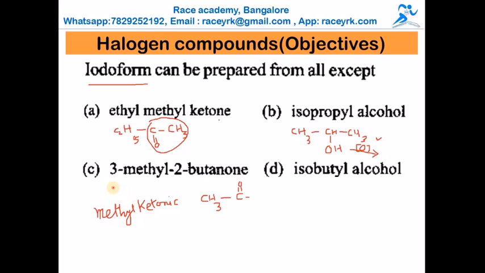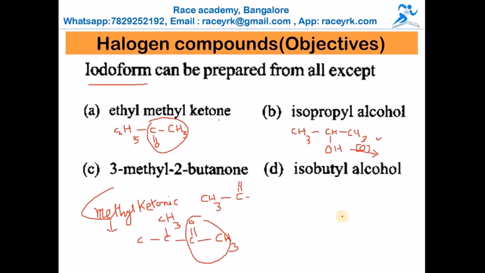3-methyl 2-butanone. What is this one? 3-methyl butanone is nothing but 4 carbons are there in this. On the second carbon, you can write a double bond oxygen, and on the third carbon, you can write one CH3. So definitely you can say it will give iodoform, as in this we can directly see the methyl ketone group without doing oxidation. Coming to the isobutyl alcohol.